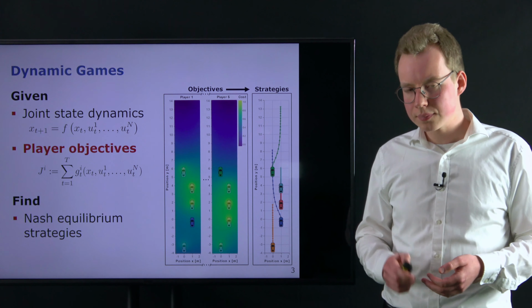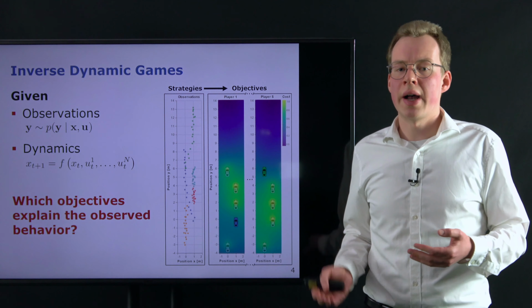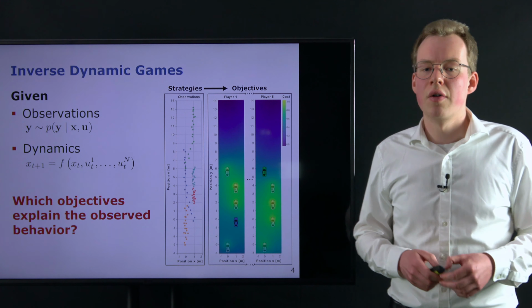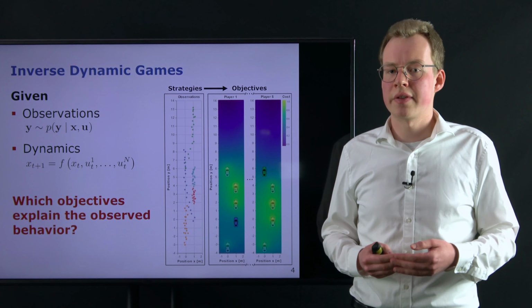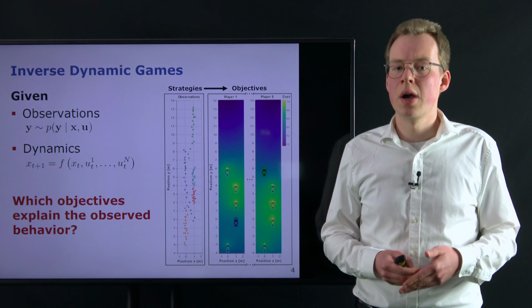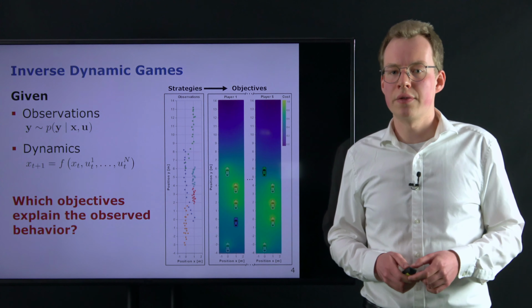While this mathematical framework is very powerful, it can be challenging to specify player objectives which accurately capture desired behavior. To address this issue, in this work we present an approach for identifying player objectives from observed interaction. That is, for a given sequence of partial state observations y and prescribed dynamics f, we attempt to find those player objectives which explain the observed behavior. This problem is commonly referred to as an inverse dynamic game.